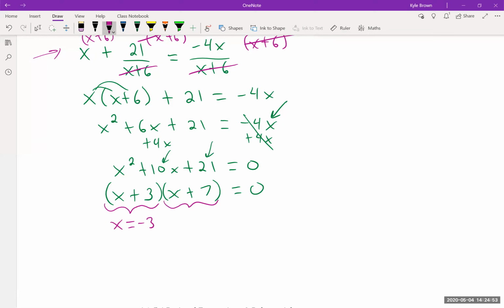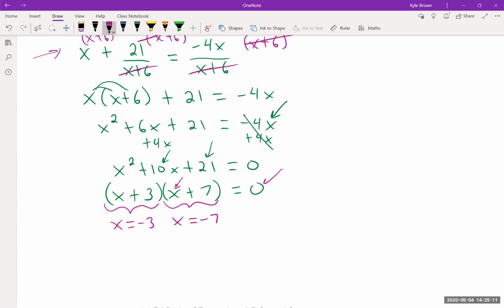And I can see from this one that if I put a negative 7 in for x, then that would make that 0, which would make the whole thing 0, which would make this true. Right? So from here, I can see that x would have to be equal to negative 7. And there you go. Those are my 2 answers.